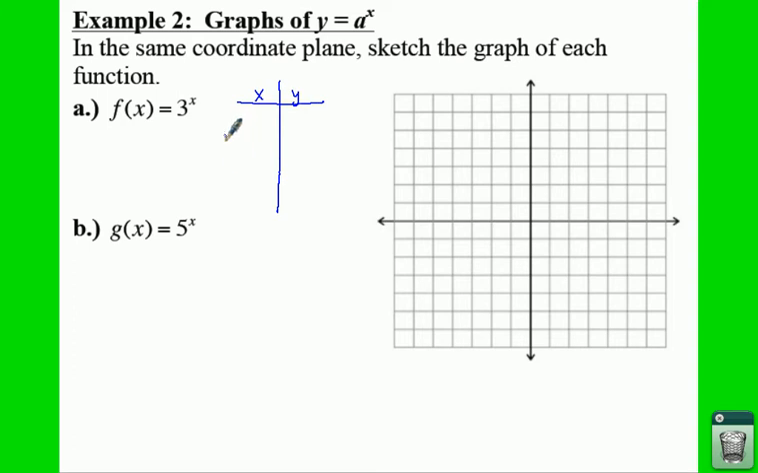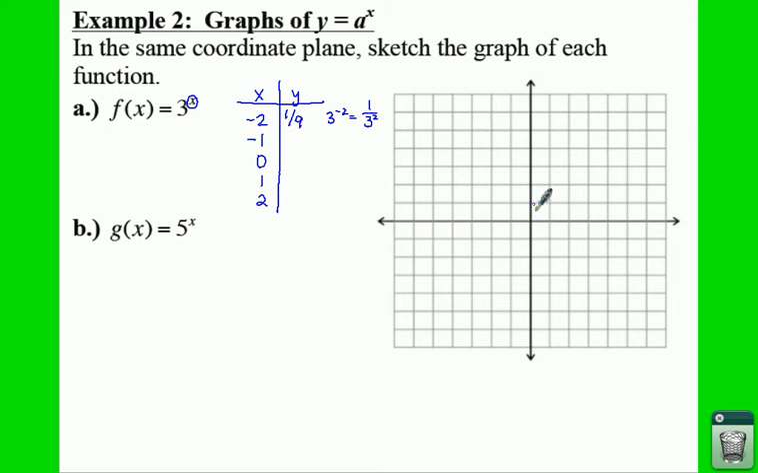Alright, so what we're going to do is plug in x values. Now for your exponent, it doesn't matter what numbers you plug in. I'm just going to plug in -2, -1, 0, 1, and 2. And when you evaluate these, you get 3 to the -2. Well, if you remember anything about exponents, that just means you get a 1 over 3, and then you square that. So you get a 1 over 9.